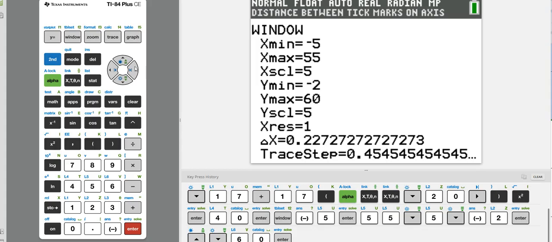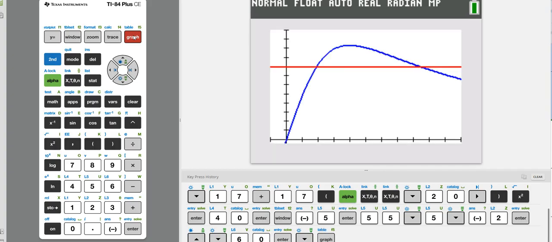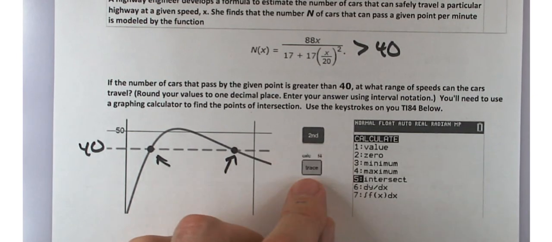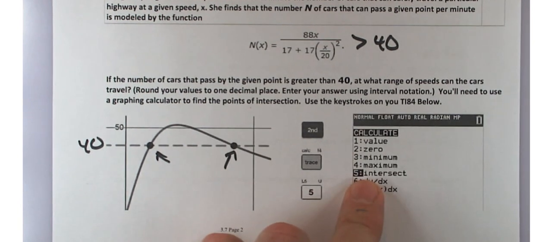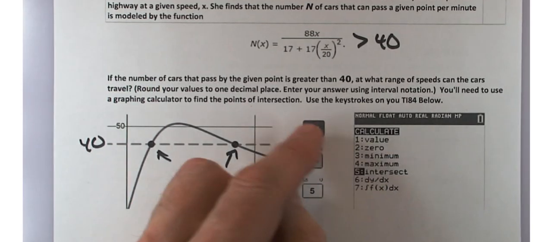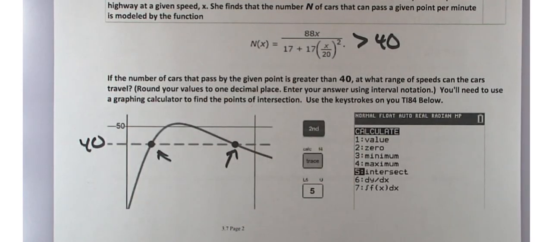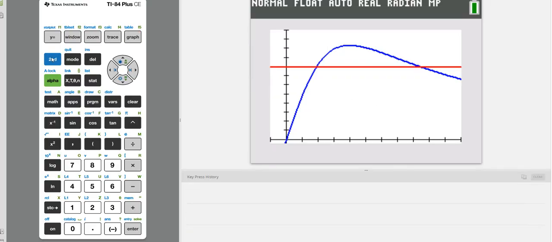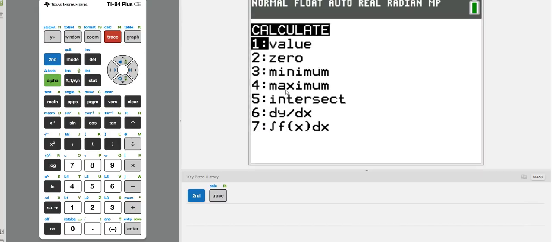With those settings, hit the graph key. You see them come up one at a time. And there you go. To answer this question, we need to find the points of intersection. Now, I gave you the commands here on your sheet in case you forget them. You want to hit the second key, then the trace key, and then option 5 is going to give you the intersection. So if you need to remind yourself when you're looking at this handout later, there it is. So let's just clear that off and do exactly that. Second key, trace key, option 5.